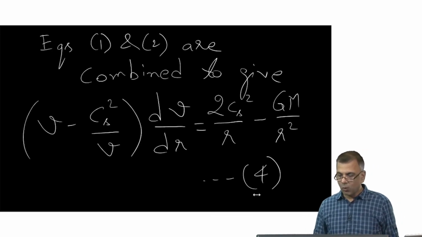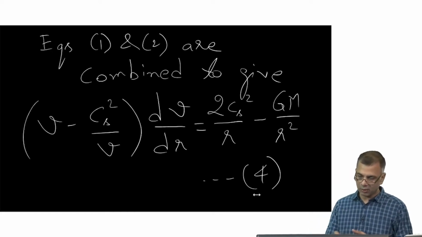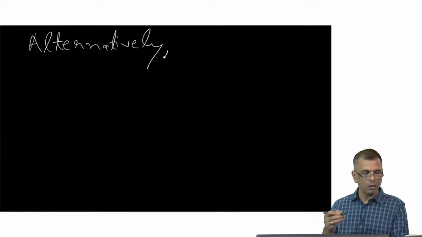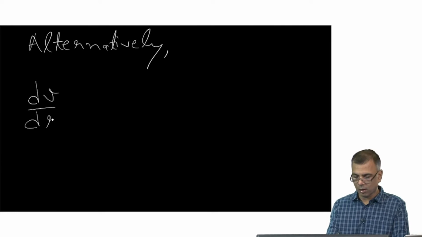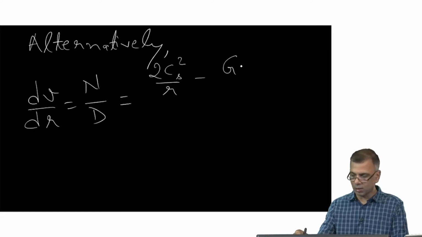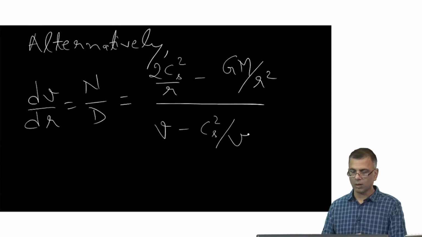Now, the main thing about this whole transonic business, you can alternatively write this in a slightly friendlier way, I would say, as some numerator over some denominator, where the numerator is 2 Cs squared over r minus GM over r squared, and the denominator is V minus Cs squared over V. Okay.